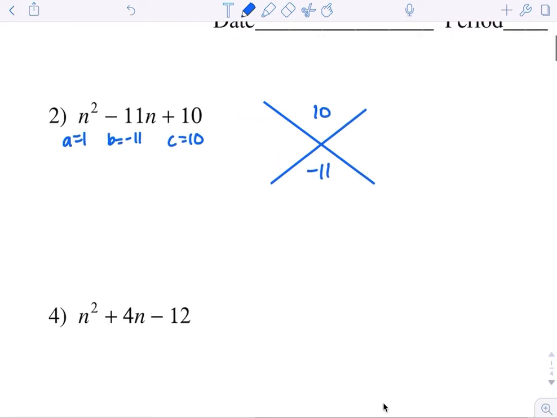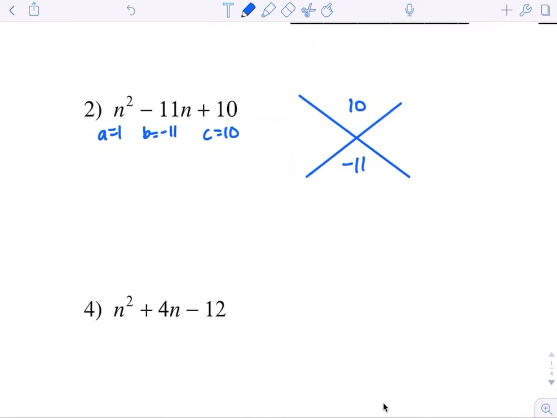What two things multiply to 10, but when you add them, it gives you negative 11? Negative 10 and negative 1. And since our a value is equal to 1, all we do is n minus 10. That's one factor of the quadratic, and n minus 1.